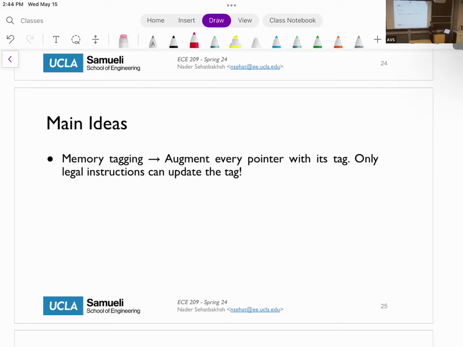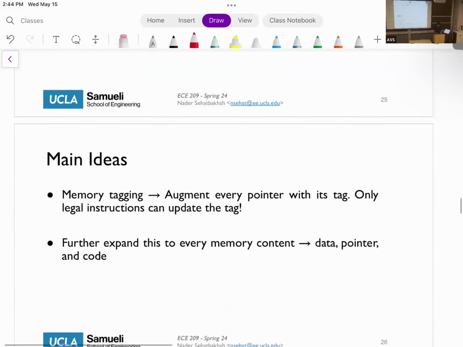tag itself. This will prevent any sort of illegal writes to the pointer, because if someone tries to write a bunch of things to the pointer, they cannot update the tag, and as a result, the tag and the data won't match. The next time we check the tag and the data, they will fail, and that's the way we're going to detect this.